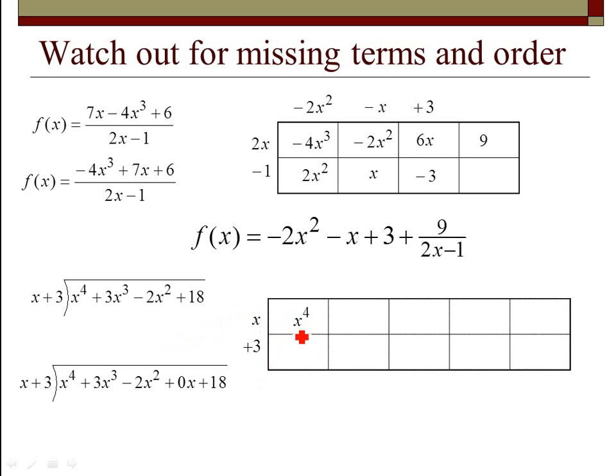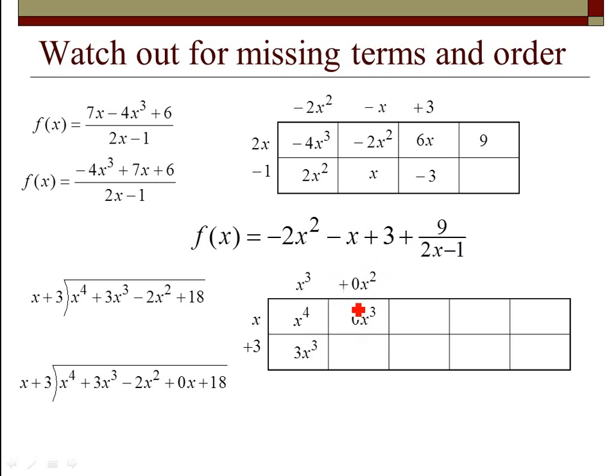x times something gives me x to the 4th. That's x cubed. x cubed times 3 gives me 3x cubed. And this is the other one that sometimes messes up students. 3x cubed plus something gives me 3x cubed. So this has to be 0x cubed. And sometimes that just confuses students. So if this is 0x cubed, that means x times something gives me 0x cubed. Well, that'd be 0x squared.